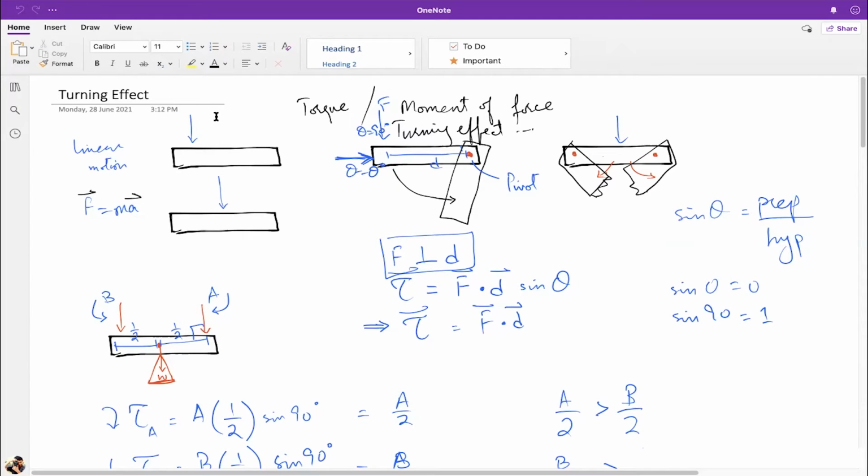The third kind of system is that if something is fixed from one point and you still apply a force on that, then that thing will suddenly start to turn. And that is called moment of force. And we talked about it.